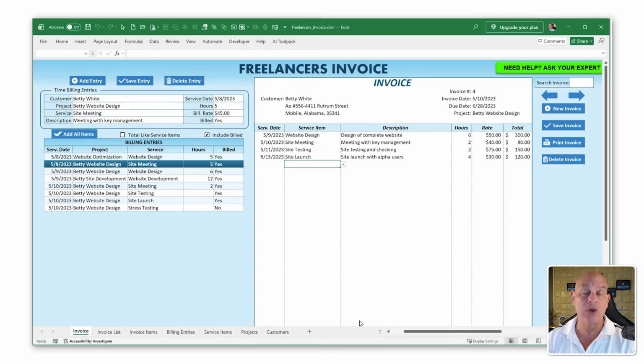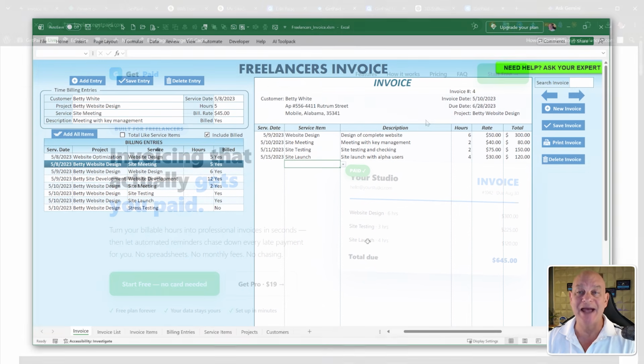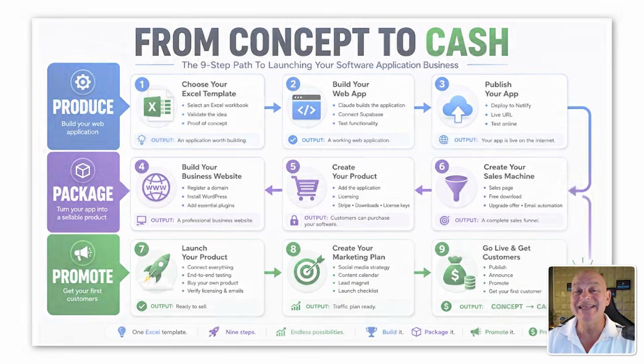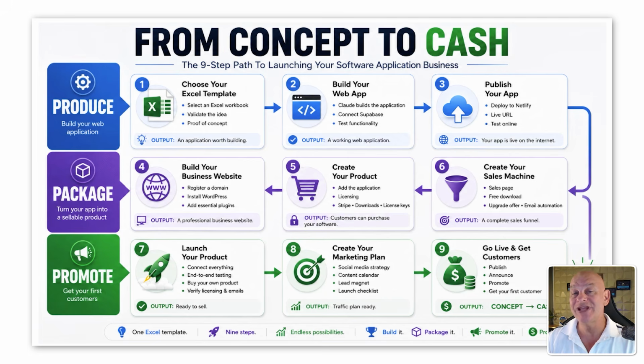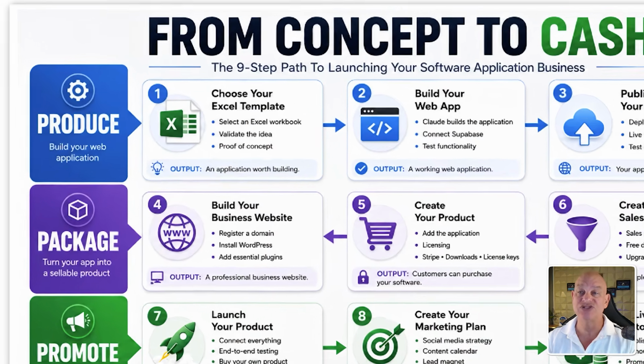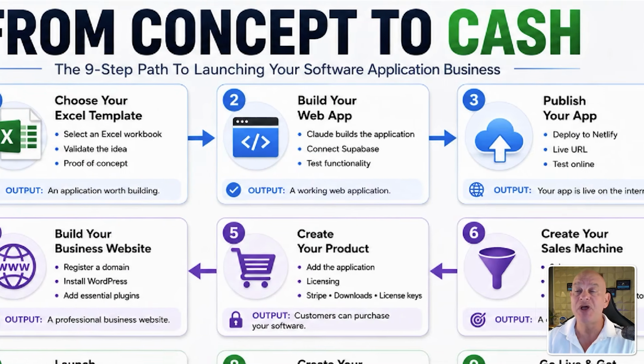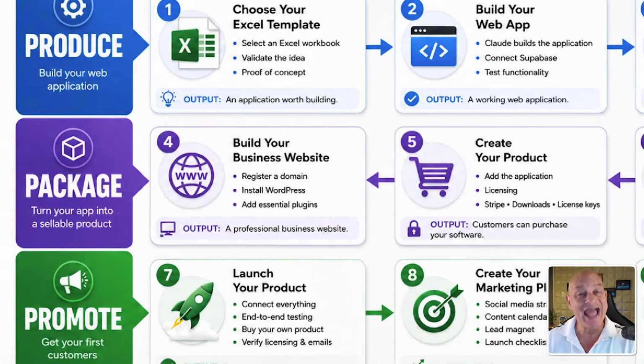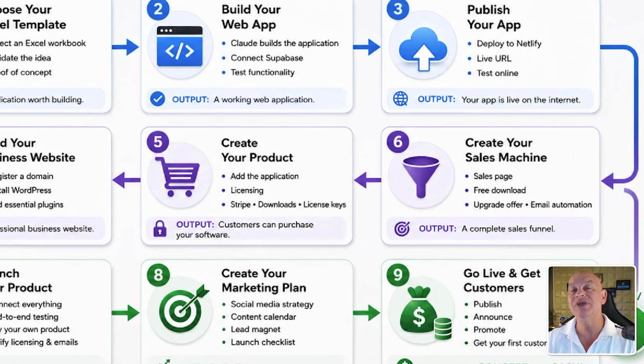We're gonna be taking one of my older templates, converting it into an application. I'm gonna be showing you my 9-step method for turning an app into cold hard cash. We're gonna go through every single step of this concept to cash blueprint, and we're going to be doing everything live. So it's going to be a great training.